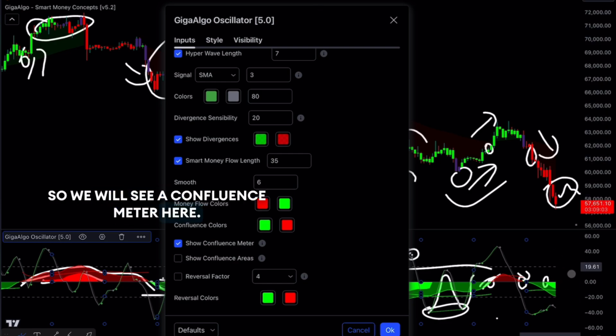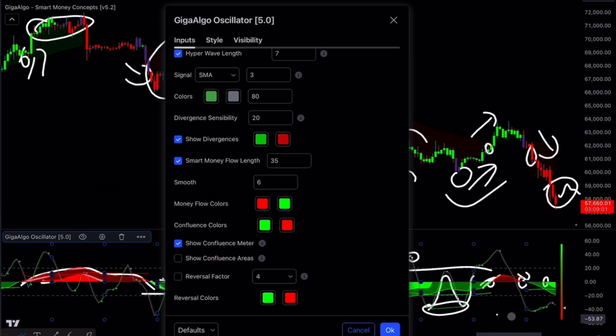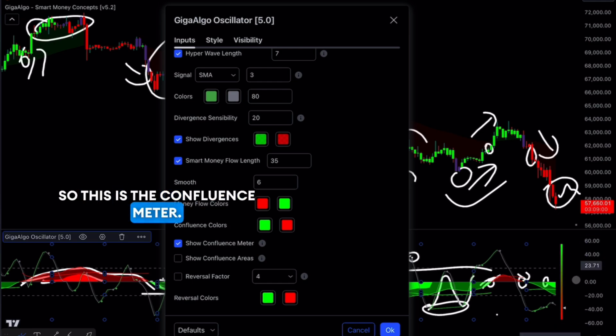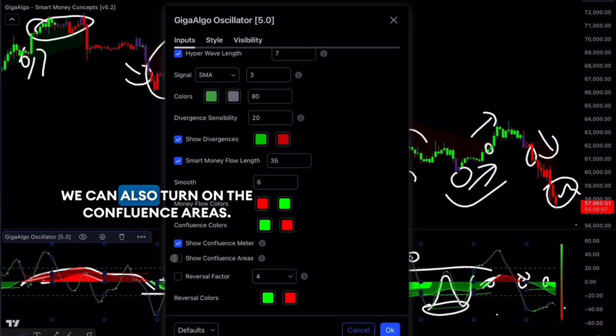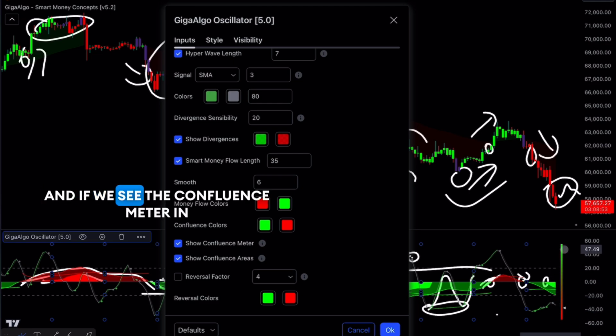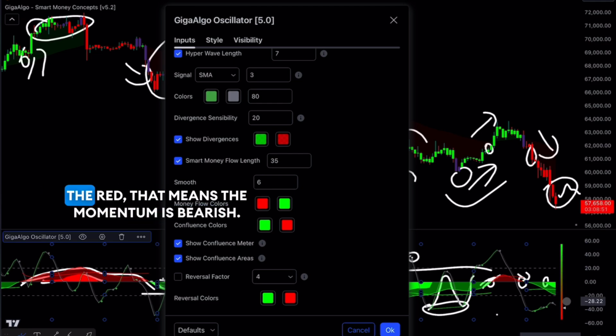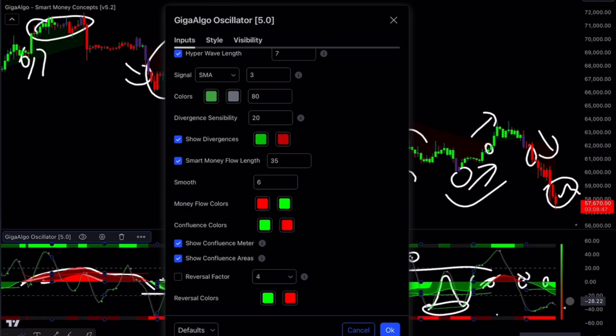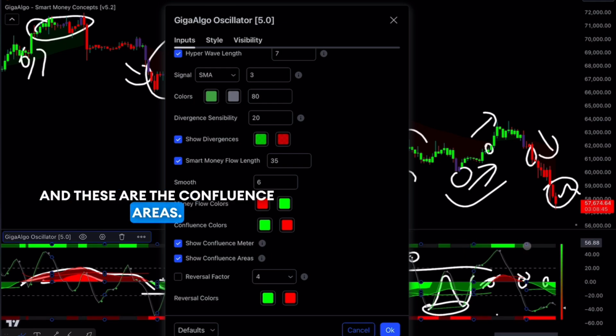So we will see a confluence meter here. So this is the confluence meter. We can also turn on the confluence areas. And if we see the confluence meter in the red, that means the momentum is bearish. And these are the confluence areas.